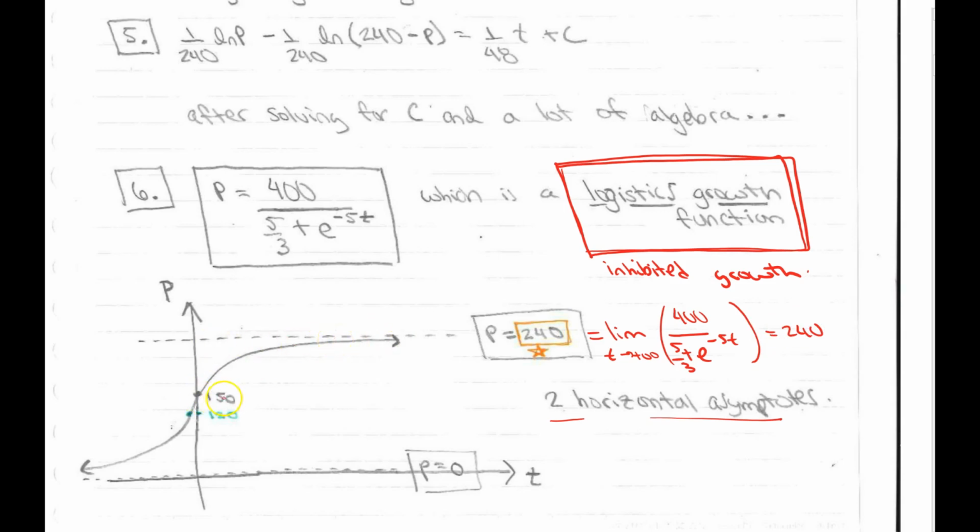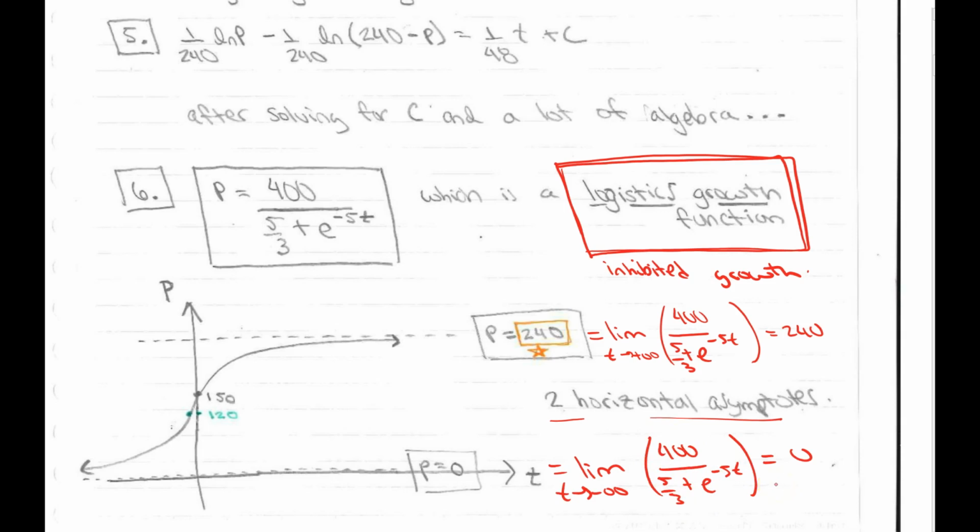Here's that point (0, 150) I was talking about. I'll talk about this green point, 120, in a moment. This lower asymptote at P equals 0 is the result of the limit as t approaches negative infinity of that P function, 400 over 5/3 plus e to the negative 5t. Okay, and this is going to equal 0 because as t approaches negative infinity, e to the negative 5t approaches positive infinity, so you have 400 divided by an increasingly large number.